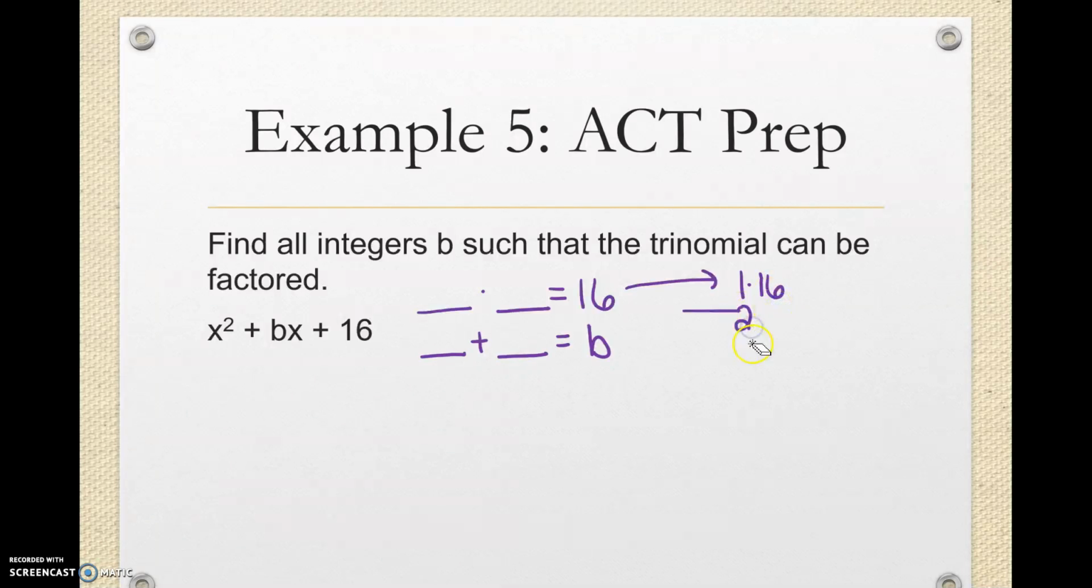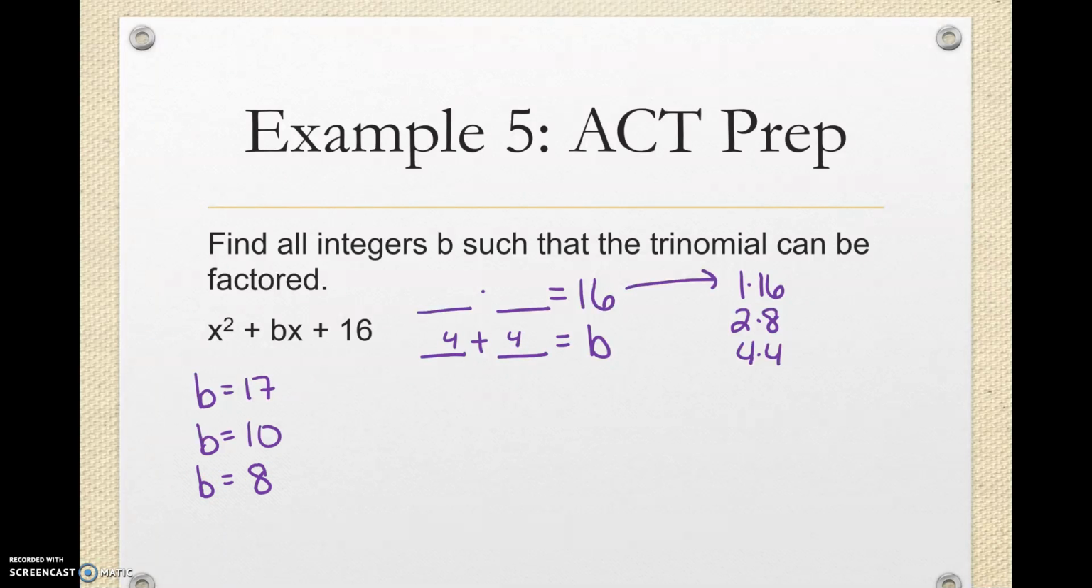We can do 2 times 8. And we can do 4 times 4. If we put 1 times 16 in here, what is 1 plus 16? 17. So b could be 17. If we put 2 and 8 in the blanks, what's 2 plus 8? Not all at once now. 10. If we put 4 and 4 in the blanks, what is 4 plus 4?